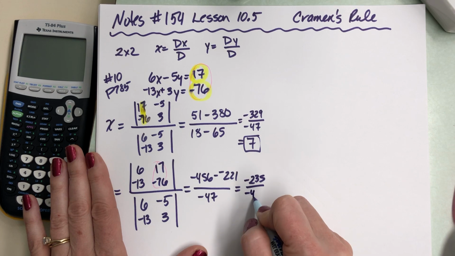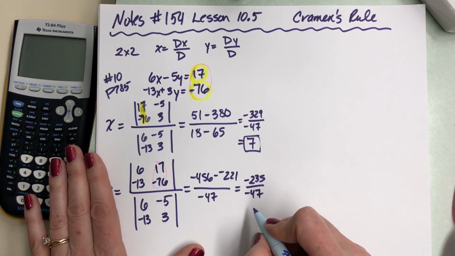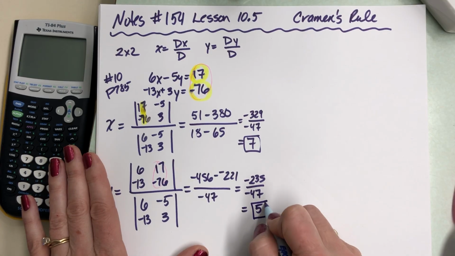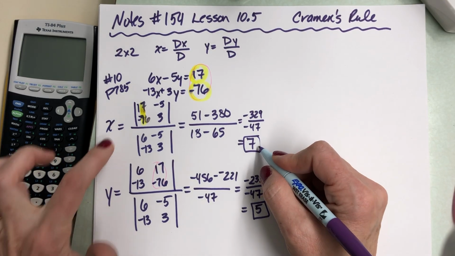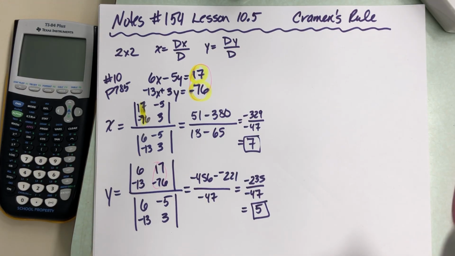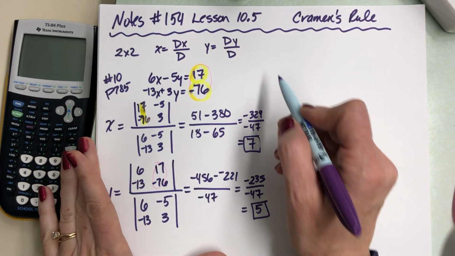Right away, I know what you're thinking. A negative over a negative is going to be a positive, and I'm going to have 5. Look at that. X is 7 and y is 5. That's fabulous, isn't it? You love it. I know you love it. Let's try another one.